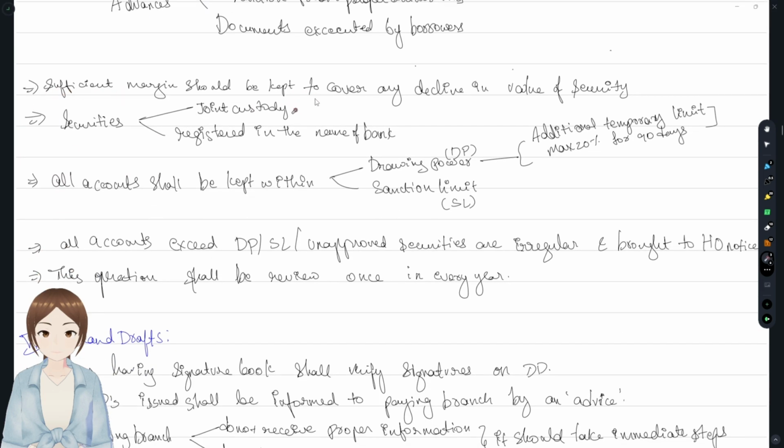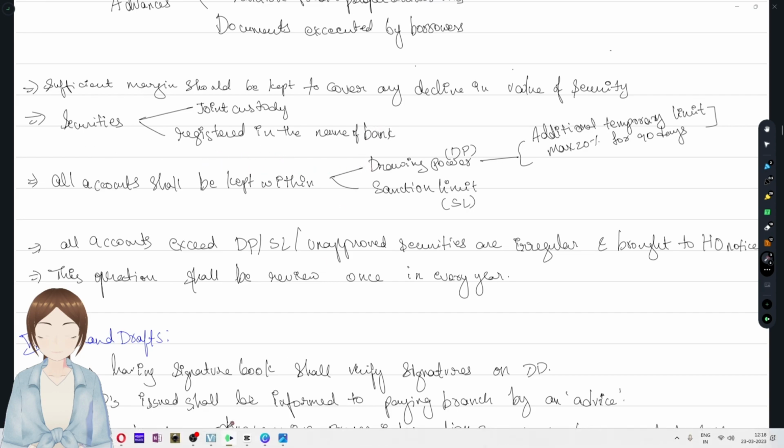And sufficient margin should be kept to cover any decline in value of securities, while giving any kind of loans. And securities should be in joint custody, likewise cash. And they should be registered in the name of the bank. These securities, like any other property, have to be registered in the name of the bank.